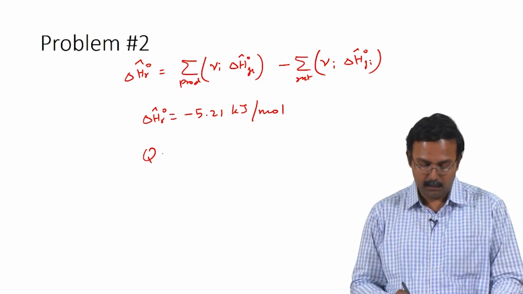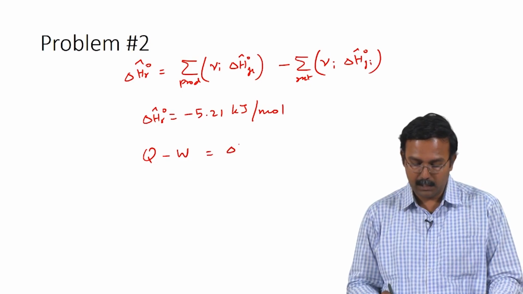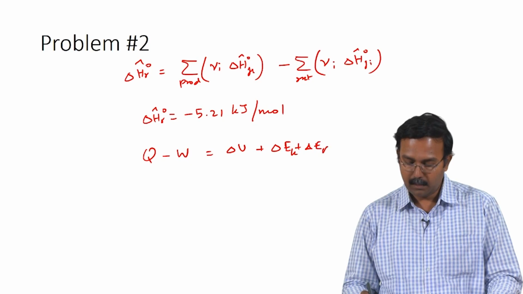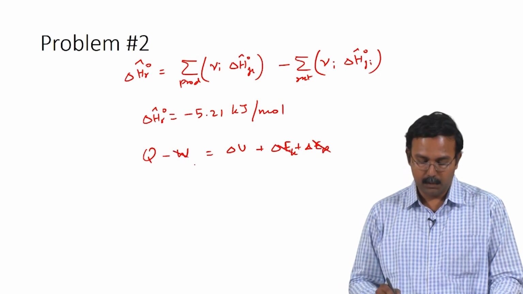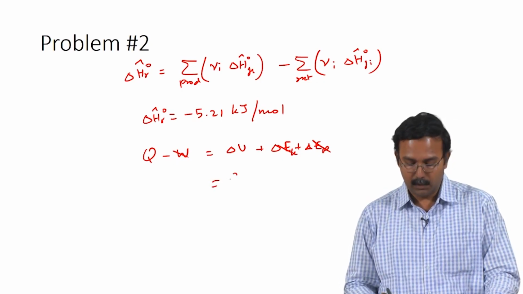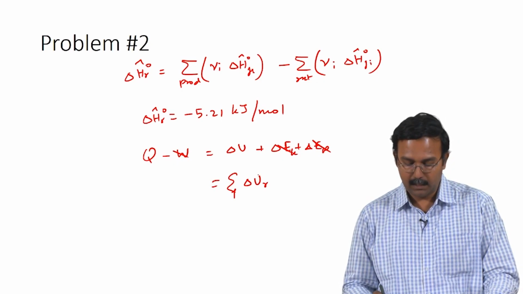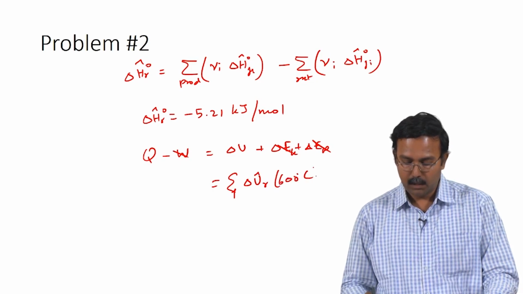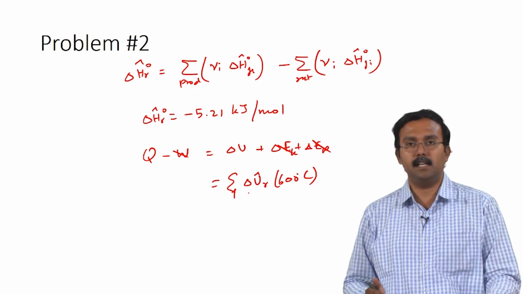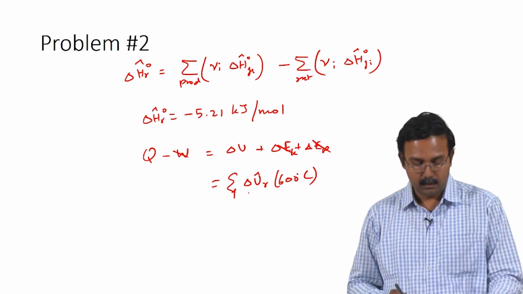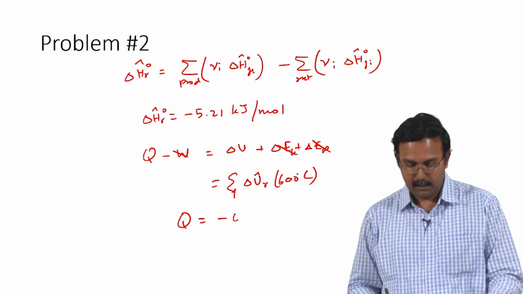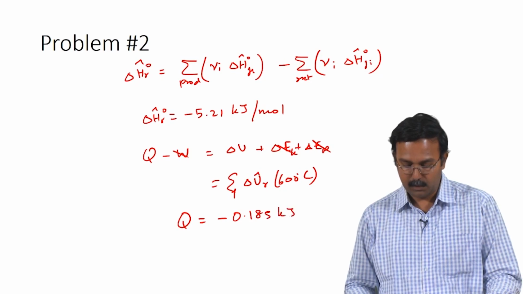The equation is Q minus W equals delta U plus delta Ek plus delta Ep. As usual, Ek, Ep and W go to 0, and you are left with only delta U, and delta U here would be xi times delta UR at 600 degrees Celsius. You have the internal energy of reaction at 600 degrees Celsius, which can be used directly. Doing that, you would get Q equals minus 0.185 kilojoules.